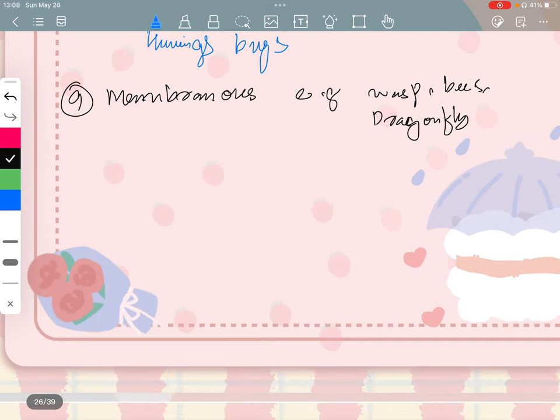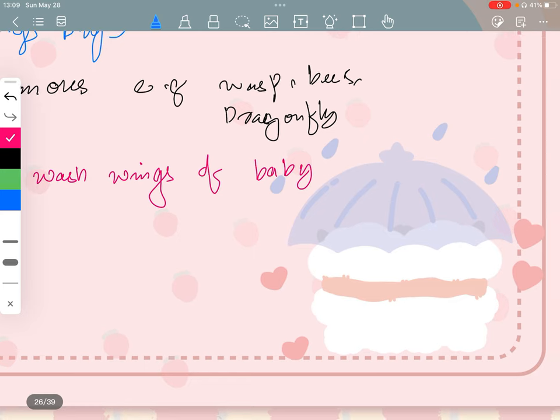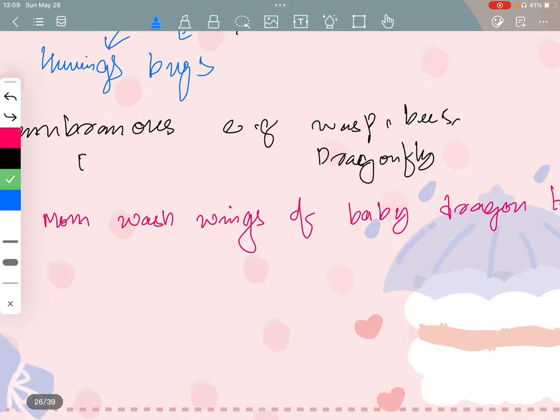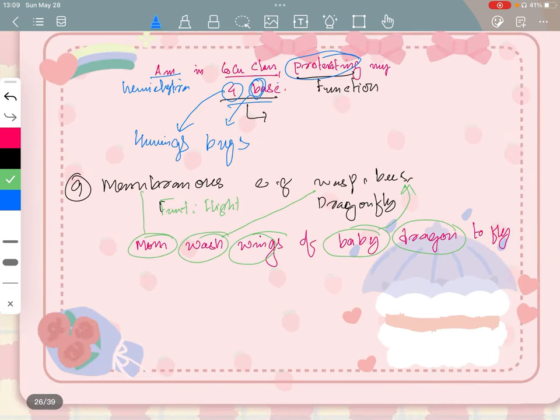So the mnemonic I made here is: mom was wings of baby dragon to fly. Let me tell you its function. Function is for flight. So from mom we can remember membranous, from wasp we can remember wasp, from wings we can remember it's a modification of both the wings, front as well as hind. And from baby we can remember bees, and from dragon we have dragonfly, and this fly stands for the function.